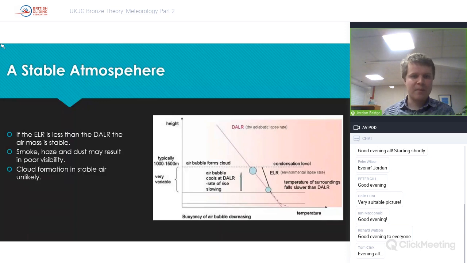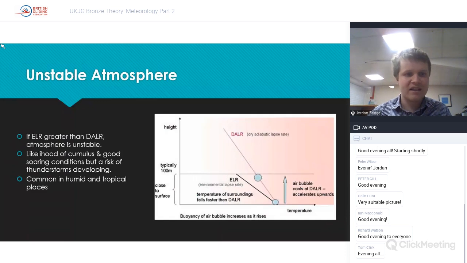Because of the lack of proper condensation and the lack of so much moisture, cloud formation is generally quite unlikely in stable air. Or if it does happen, it's not going to be particularly good for soaring.